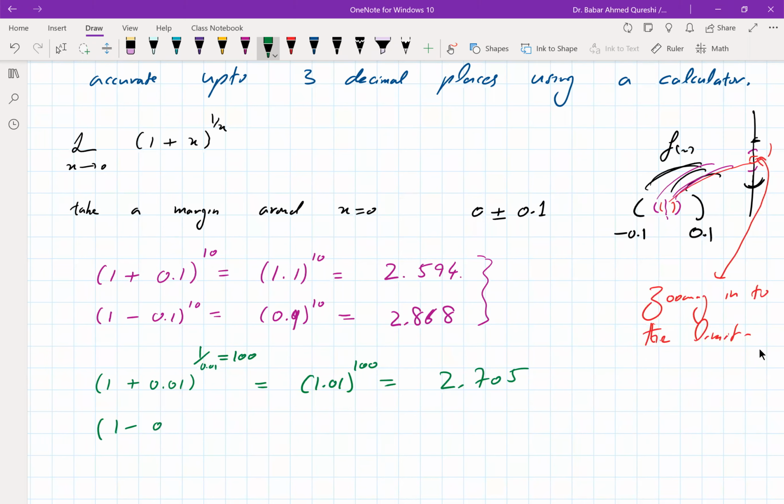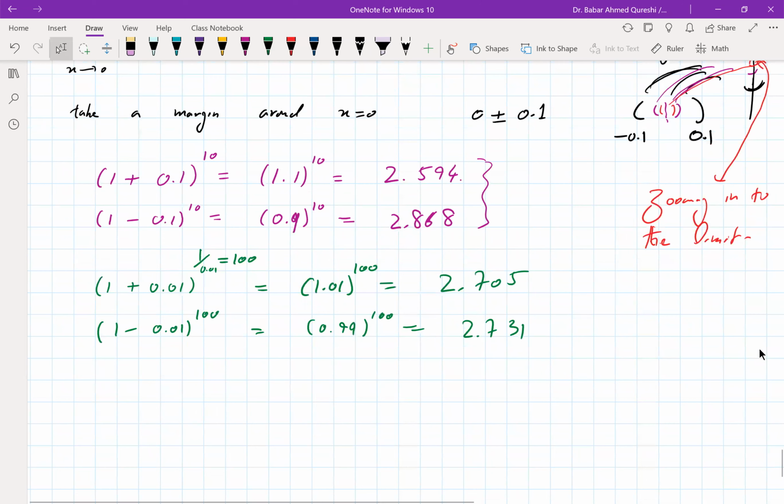Similarly, this gives me 2.731. So it was first in this range. I have narrowed down the range. It's somewhere between 2.705 and 2.731.